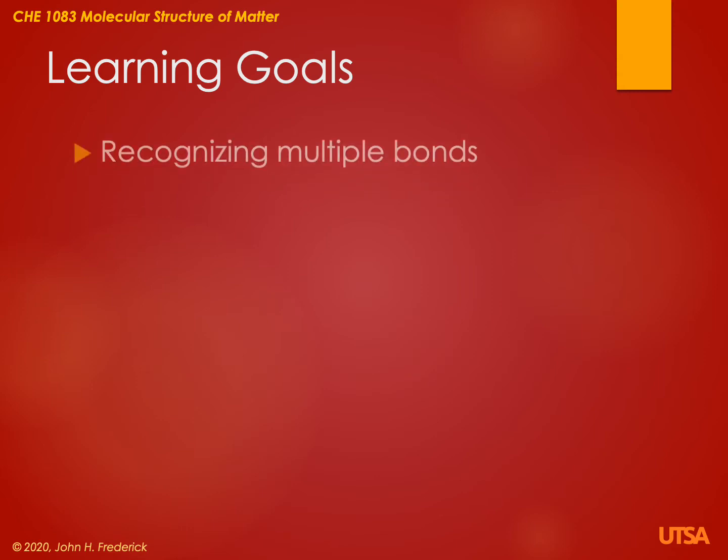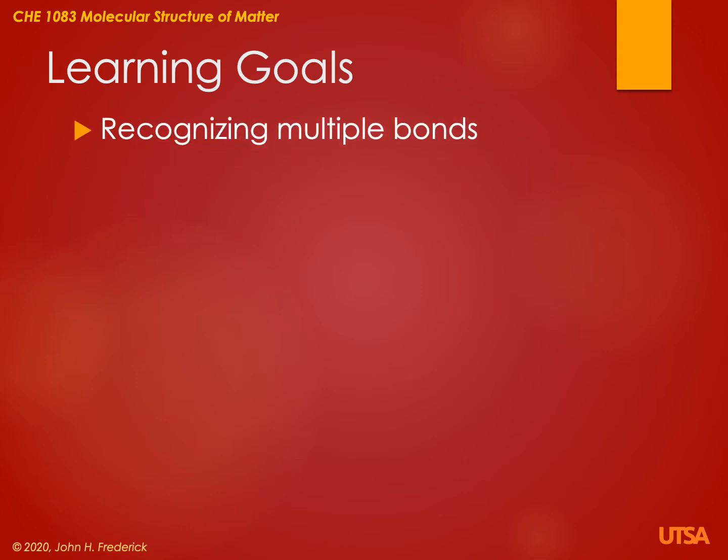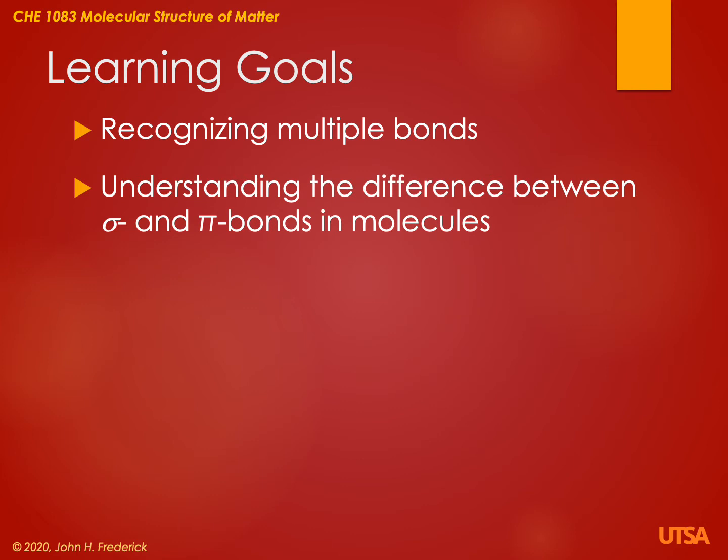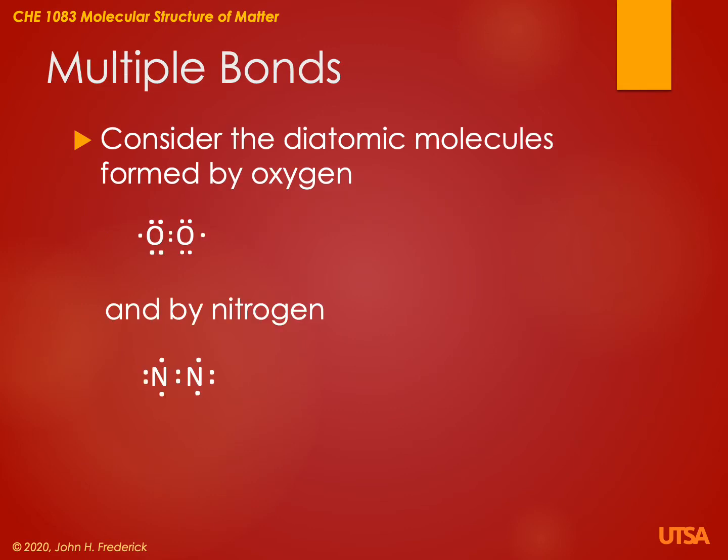Our learning goals for this lesson are to recognize multiple bonds between atoms, and then understand the difference between sigma and pi bonds in molecules. And there are some important differences that will be consequential later in the course. I want to first consider the diatomic molecules that are formed by oxygen and nitrogen. You breathe these in every time you take a breath. If you didn't, you probably wouldn't live for very long. So let's see what the Lewis structures look like when we form these diatomic molecules.